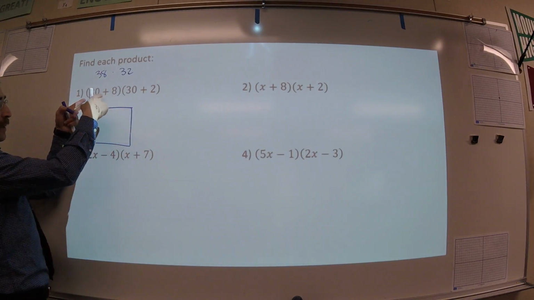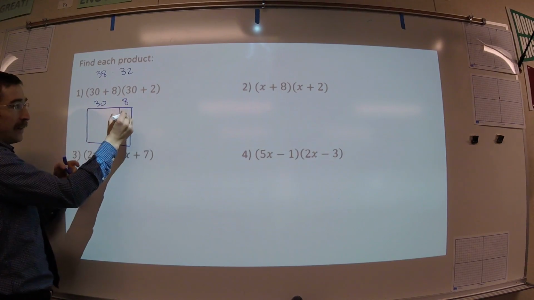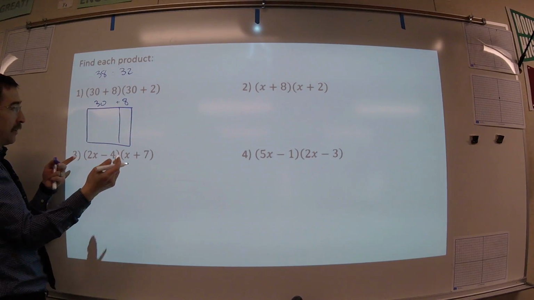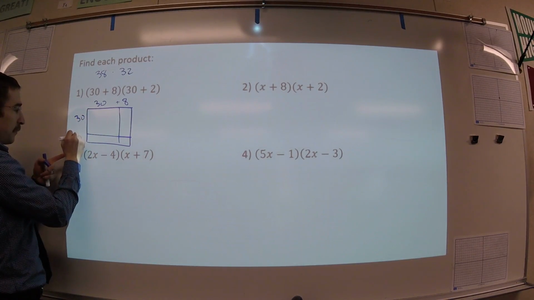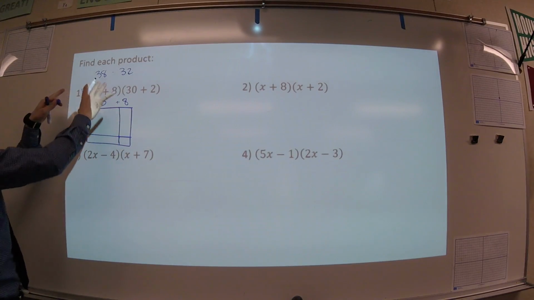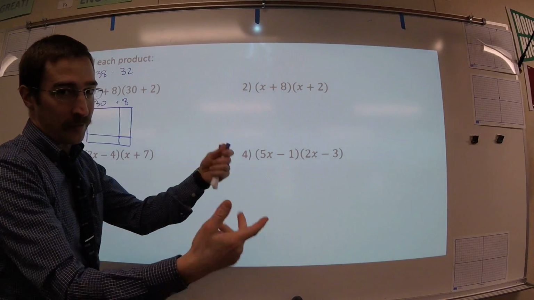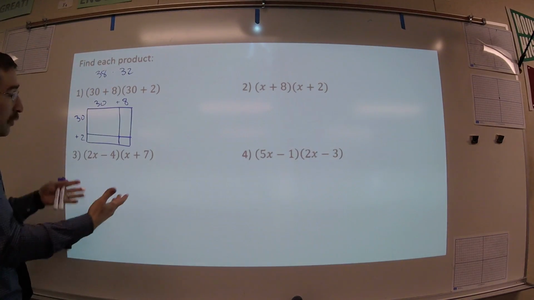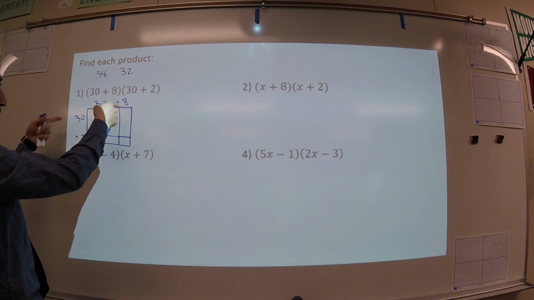Now 38 is made up of the numbers 30 and 8, so I can go 30 plus 8 there. And then 32 is made up of the numbers 30 plus 2. If I want to find the area, I can just multiply 38 times 32, which you can find on your phone or calculator. Or we can multiply this way. Instead of multiplying just those two big numbers, we can multiply all these numbers together.